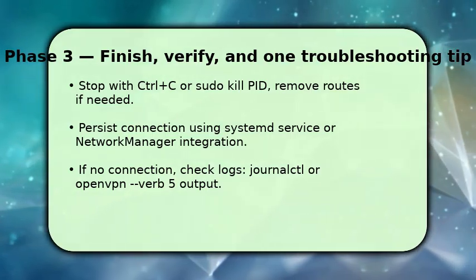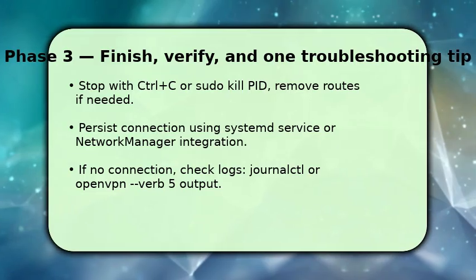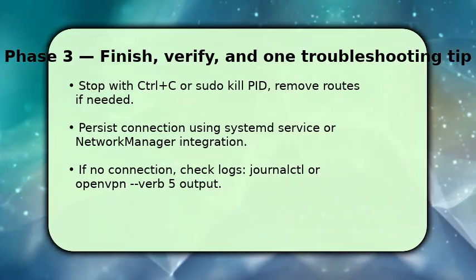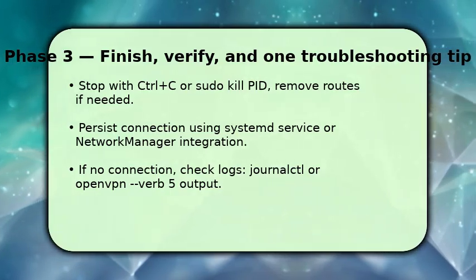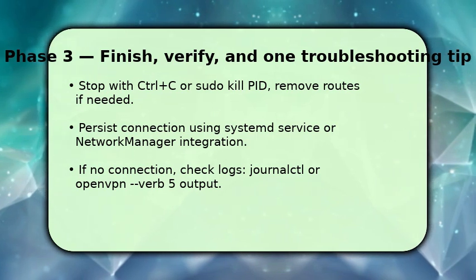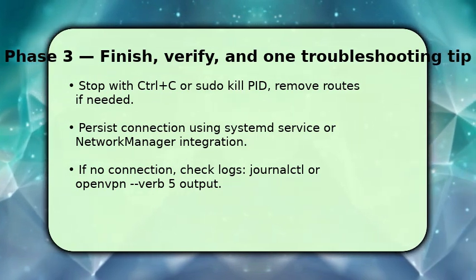If something fails, check logs immediately. Use journalctl openvpn or rerun openvpn with --verb 5 to inspect TLS, auth, and routing errors. This single troubleshooting tip, read the logs, will usually reveal the cause and the fix.